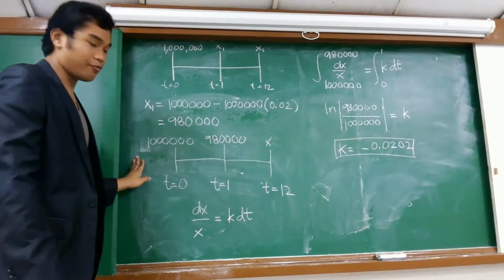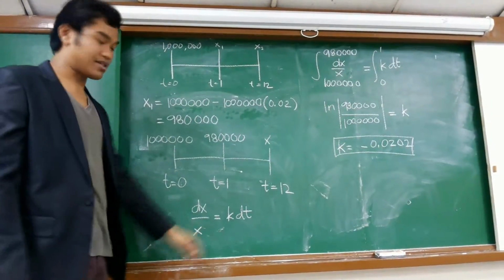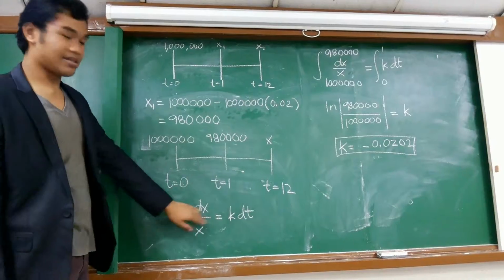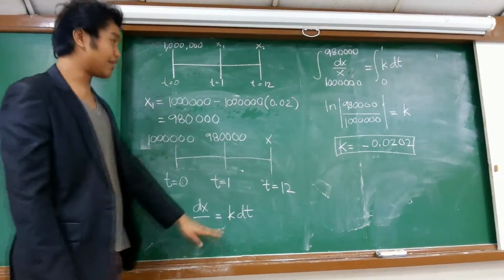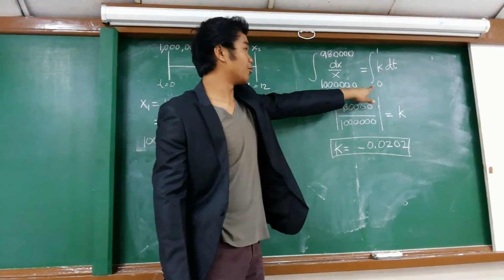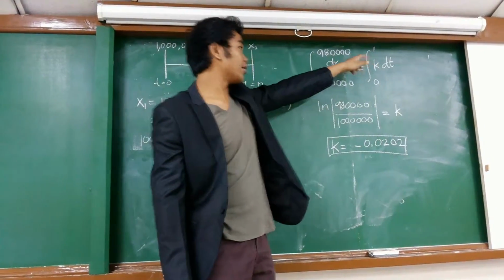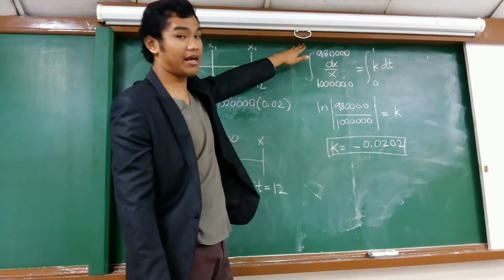By looking at this graph, we can see that this is a decay problem. So we set up the equation for variable separable. dx over x is equal to k dt. Having this, we put in the limits. Now, at t equals 0, the population is at 1,000,000. At t equals 1, the population is at 980,000.